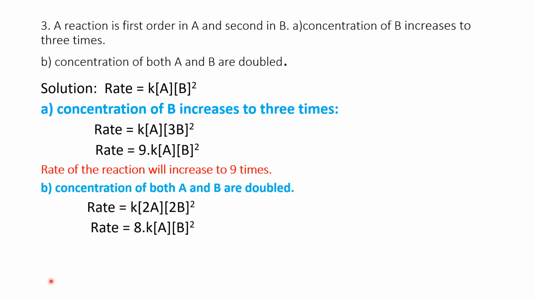And what about the second sum? A and B both are doubled. So 2 into 2. This is not squared, only this B alone is squared. If it is squared, it becomes 4. 4 2s are 8. So the rate of the reaction is increased to 8 times.